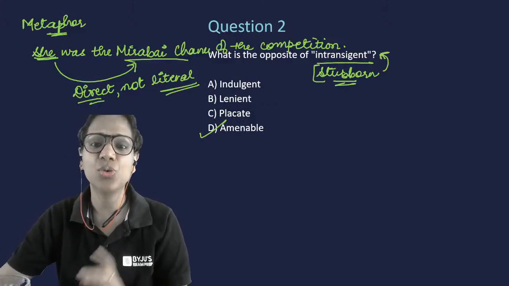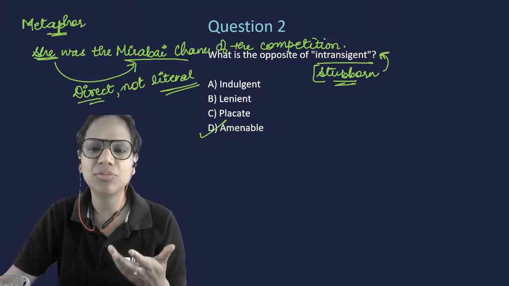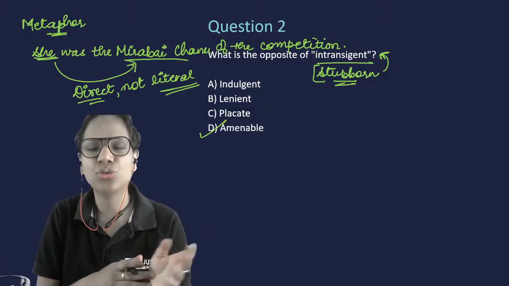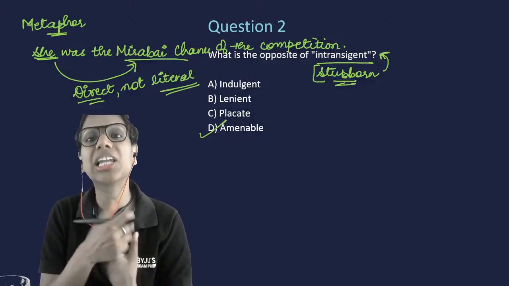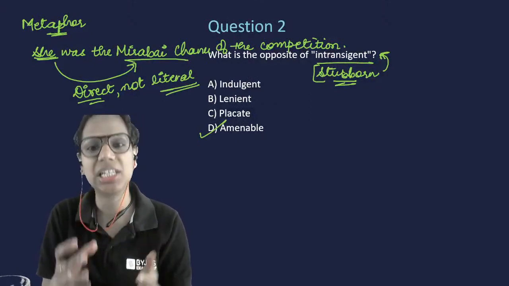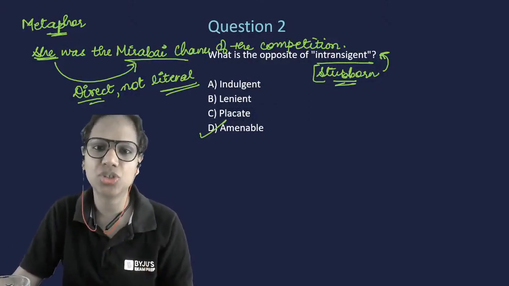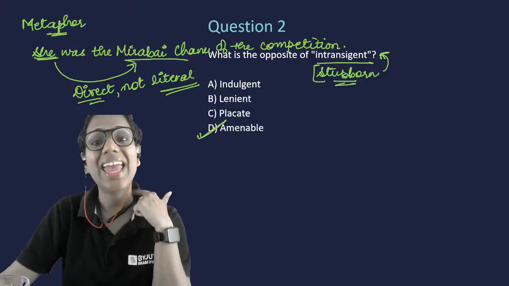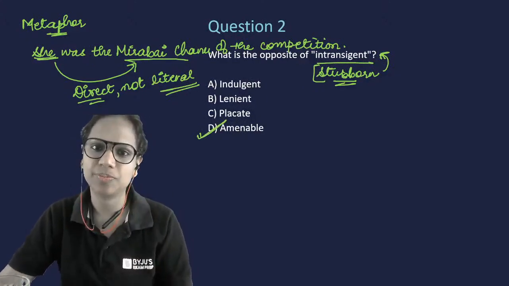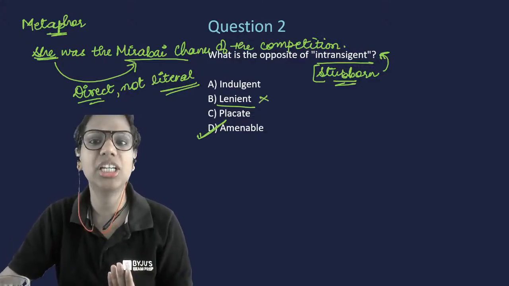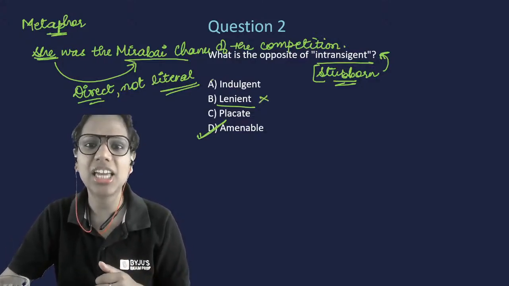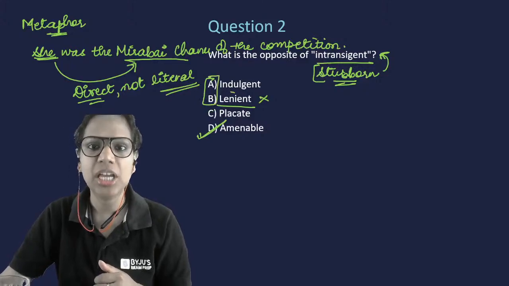Okay? So, the opposite of it is, of course, someone who will listen to you, who will be patient and will probably be also inclined to agree with you, right? Who's friendly. So, we are looking for such a word, and you're absolutely right. Amenable is the word. Lenient. See, intransigent does not mean strict. So, lenient cannot be the answer. And I think A and B were easy to eliminate.